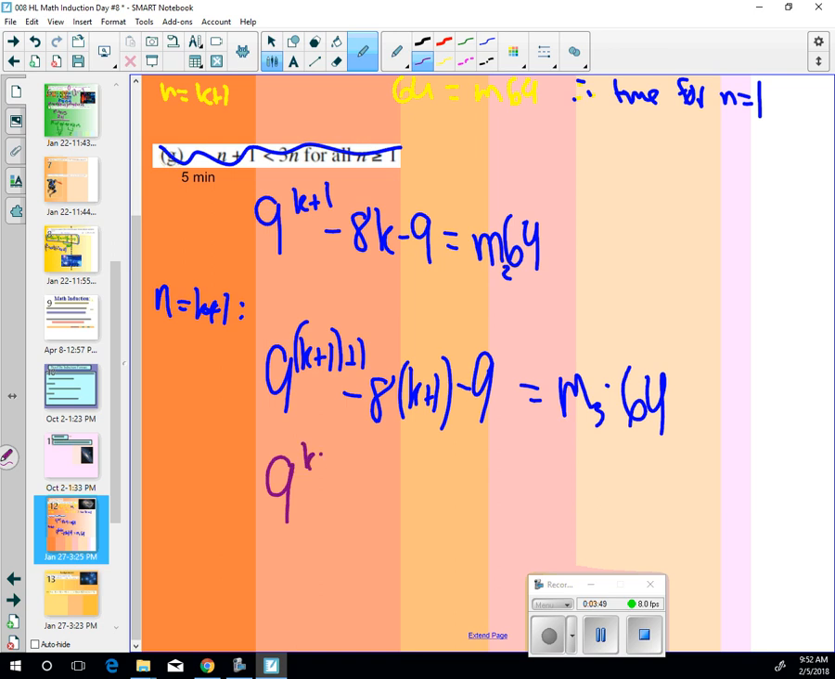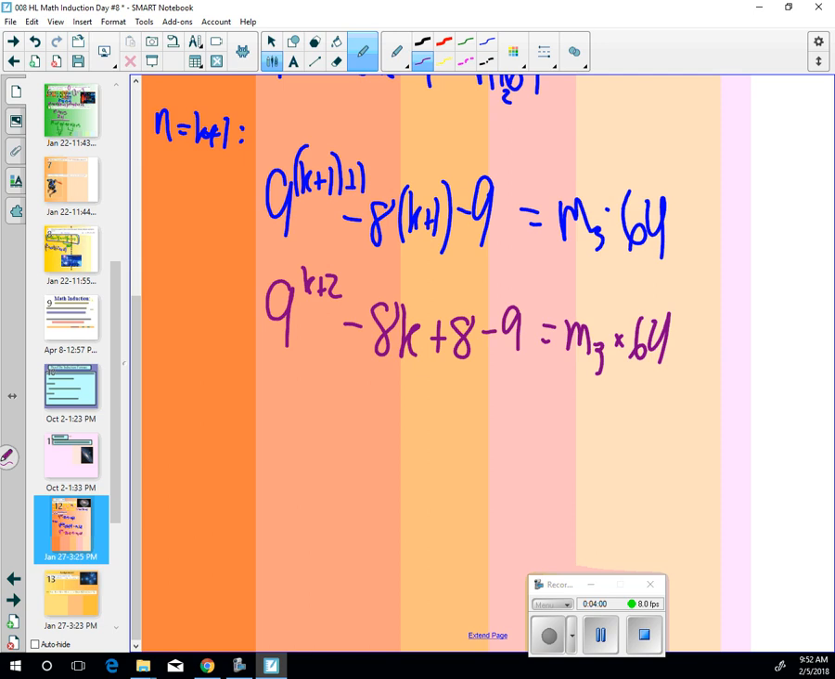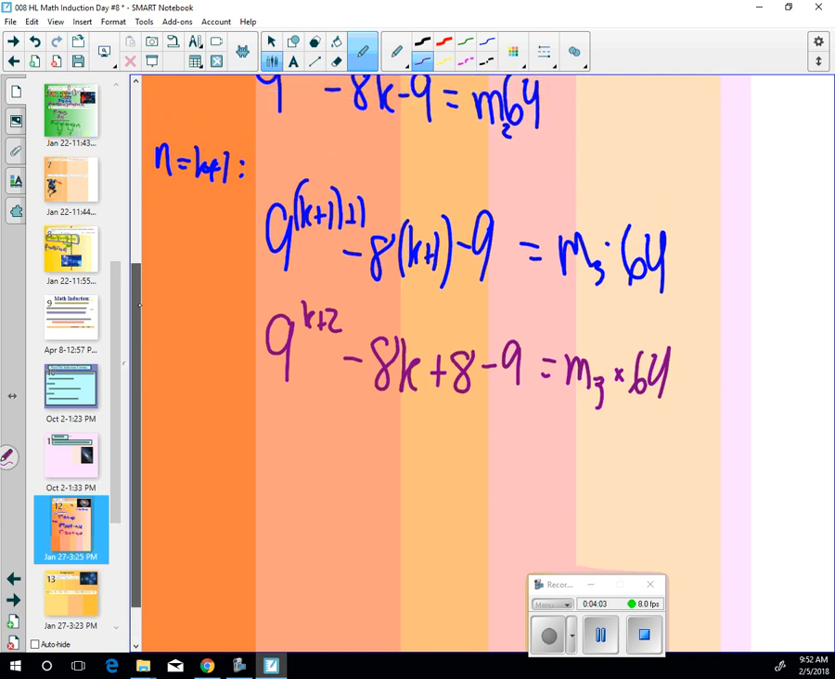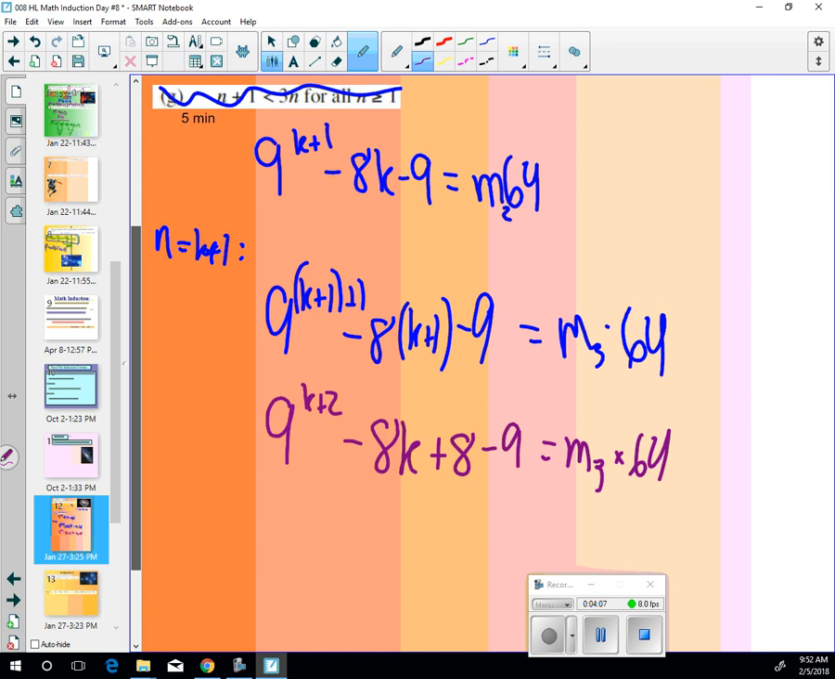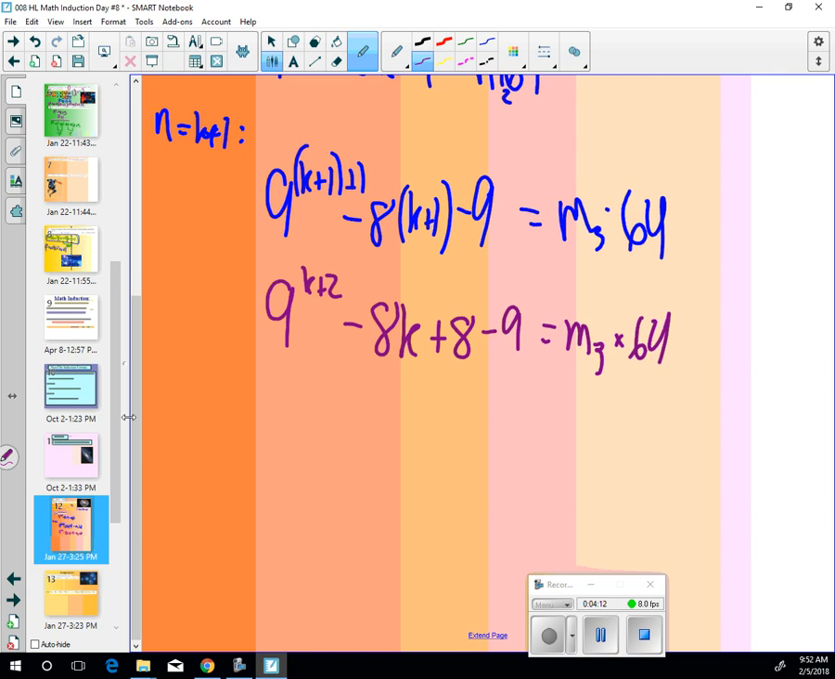9 to the k plus 2 minus 8k plus 8 minus 9. And let's see. I see that the multiple of 64 is going to be 9 to the k plus 1. So how many 9 to the k plus 1s do I have? Nine of them.